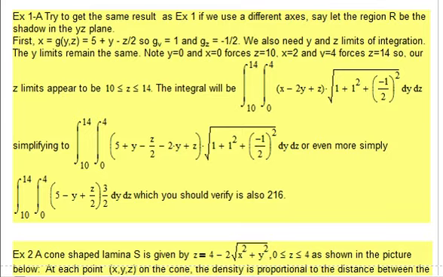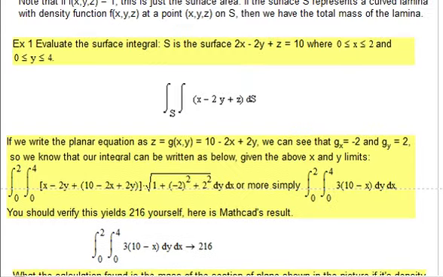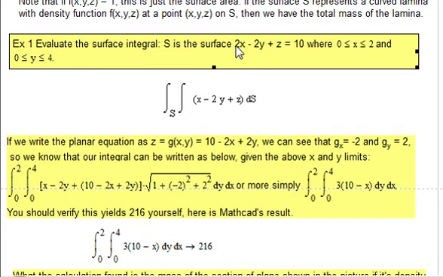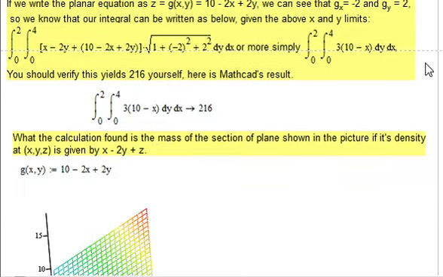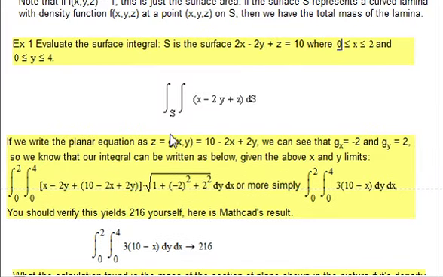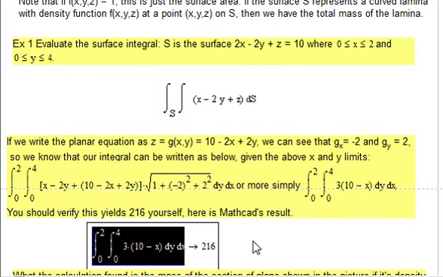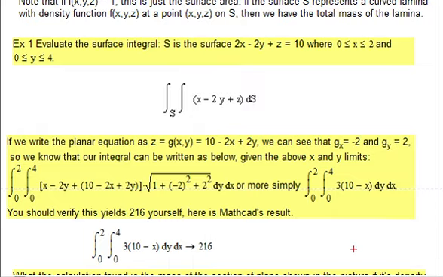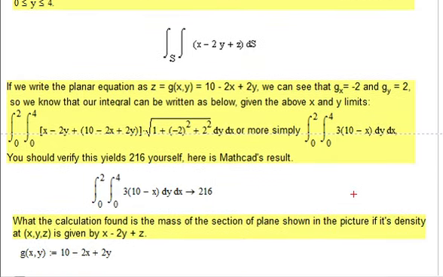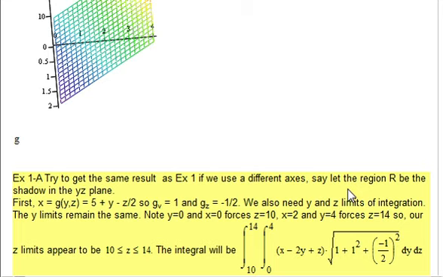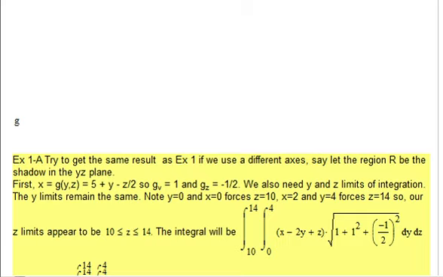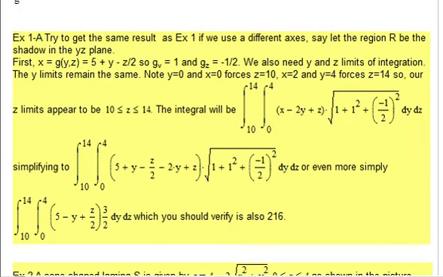Well, here's another example which is really a continuation of this example, where we're going to evaluate the surface integral for 2x plus 2y plus z equals 10, and x between 0 and 2 and y between 0 and 4. Only this time, instead of using our region R as a region of the xy plane, we're going to use as our variable of integration something other than x and y. We're going to get the same result. We're going to let the region R be the shadow in the yz plane.